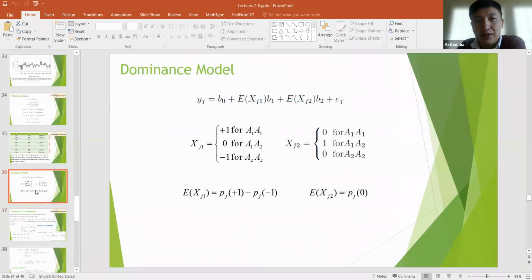And this is how we code the two variables here, right? For an F2 population.